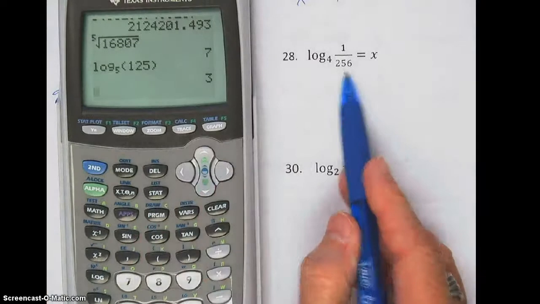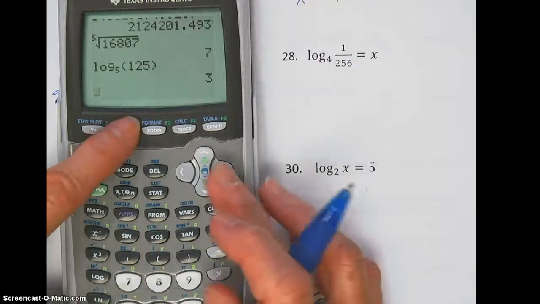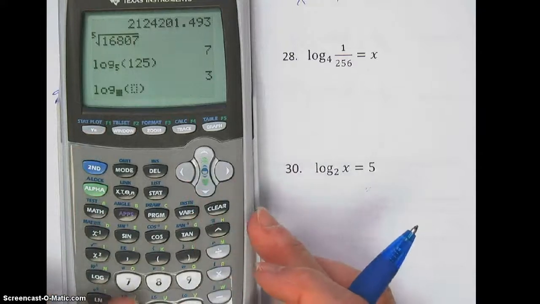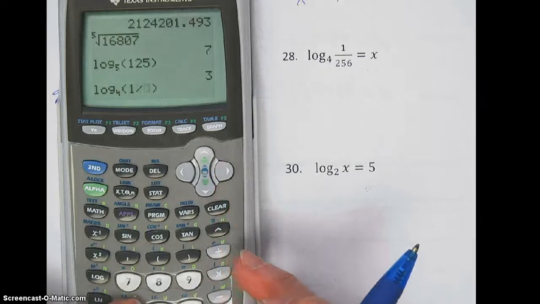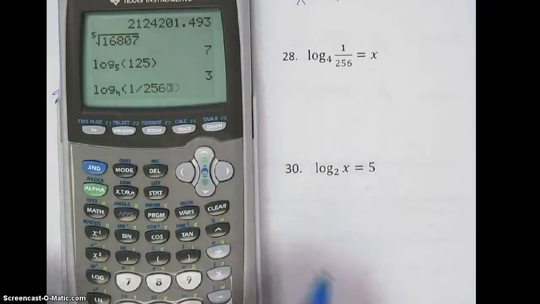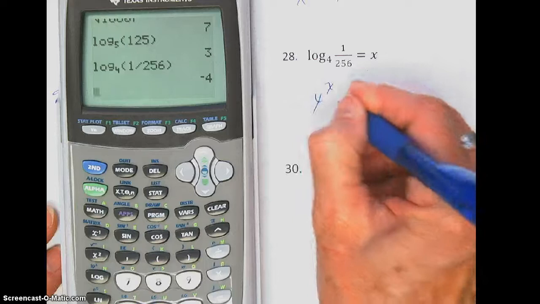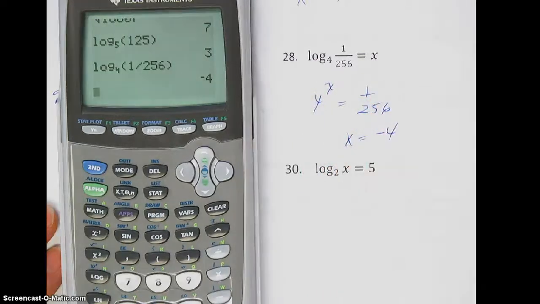In 28, if we have log to the base 4 of 1 over 256, again, I can hit alpha window, put in my base, put in my argument, and the calculator would tell us what 4 raised to the power should be, and that power should be equal to -4.